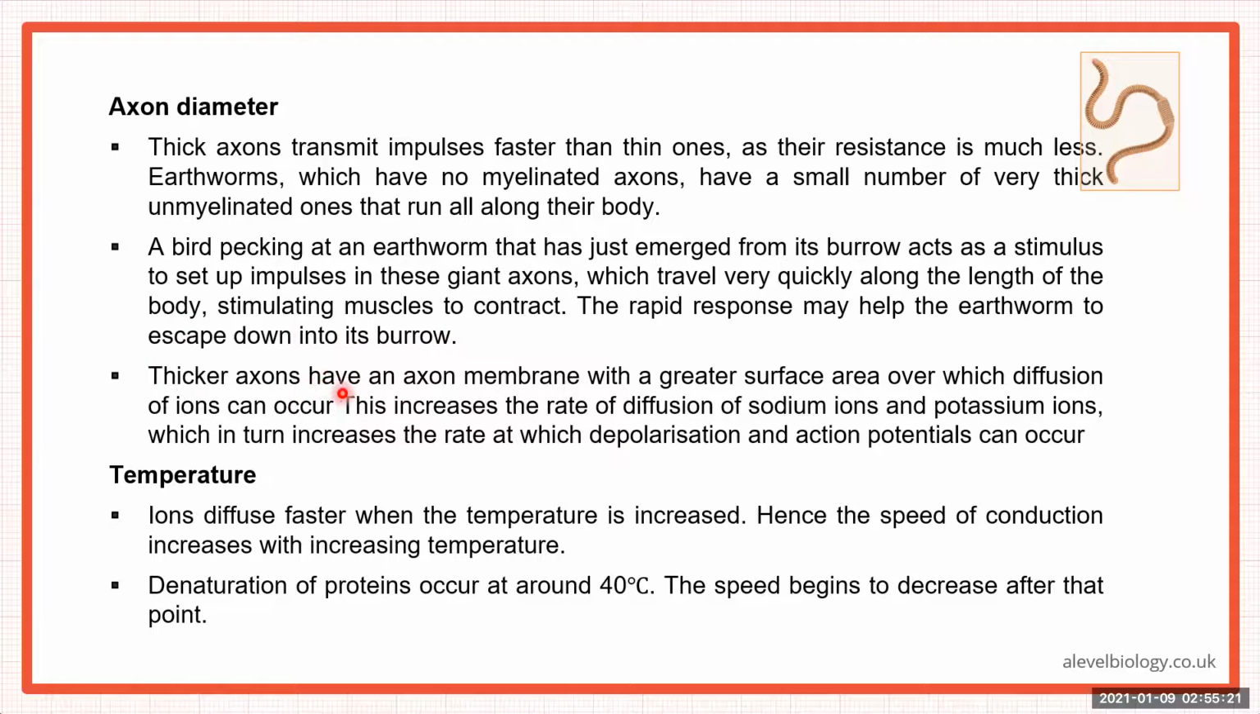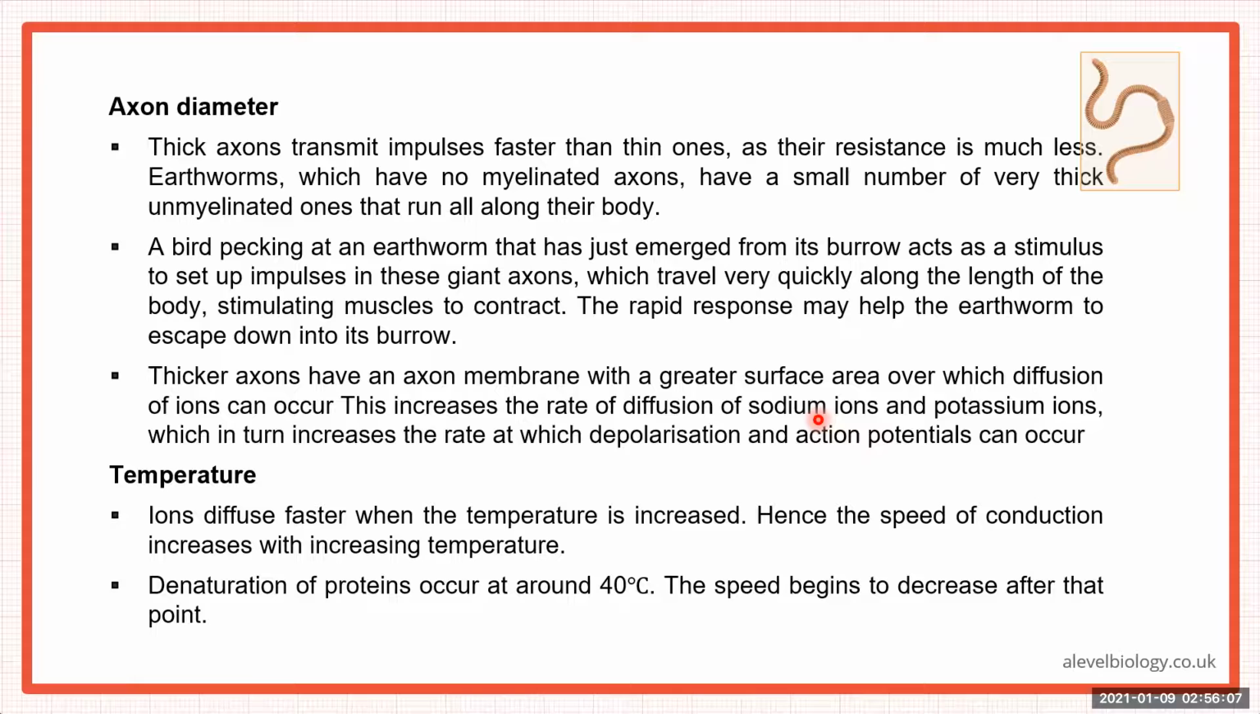The reason is these thicker axons have an axon membrane with a greater surface area over which diffusion of ions can occur. See, this increases the rate of diffusion of sodium ions and potassium ions, which in turn increases the rate at which depolarization and action potentials can occur, right? That's the reason these thicker axons help in transmitting the impulses faster, right? They are thicker, so they have a greater surface area over which diffusion can occur, right? And we can be rest assured that the rate of diffusion of sodium and potassium ions will be increased, and through this the rate at which depolarization and action potentials occur also increases.